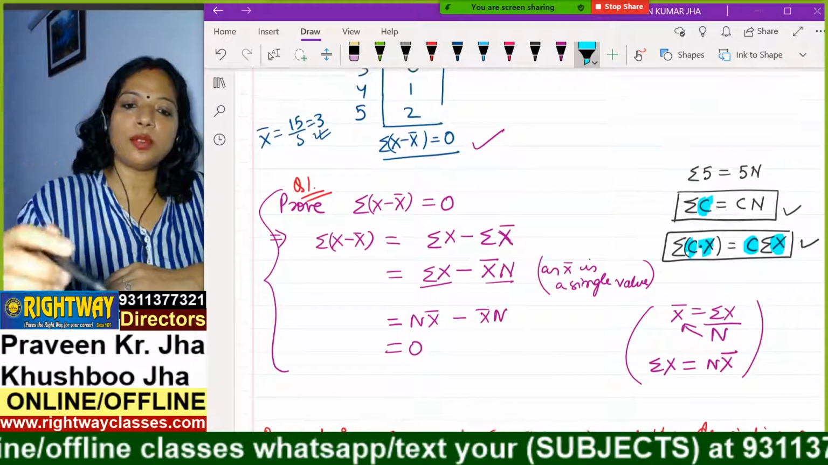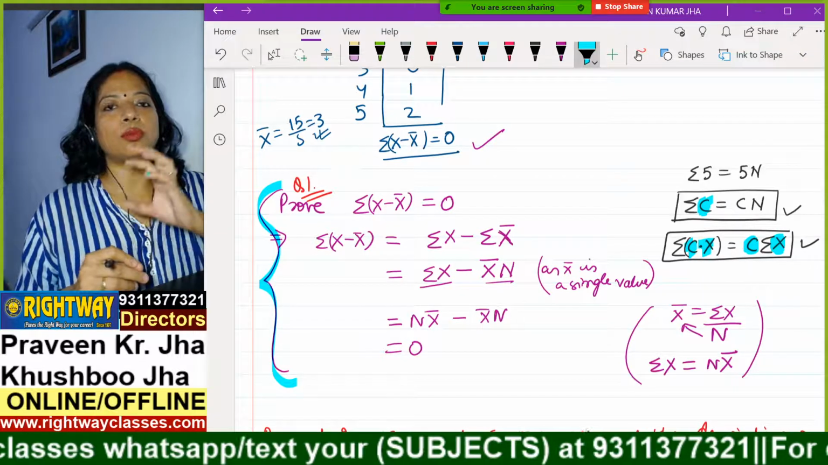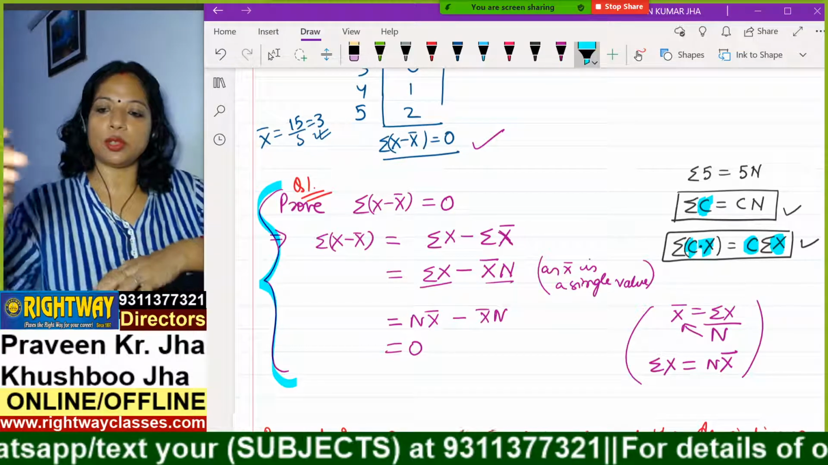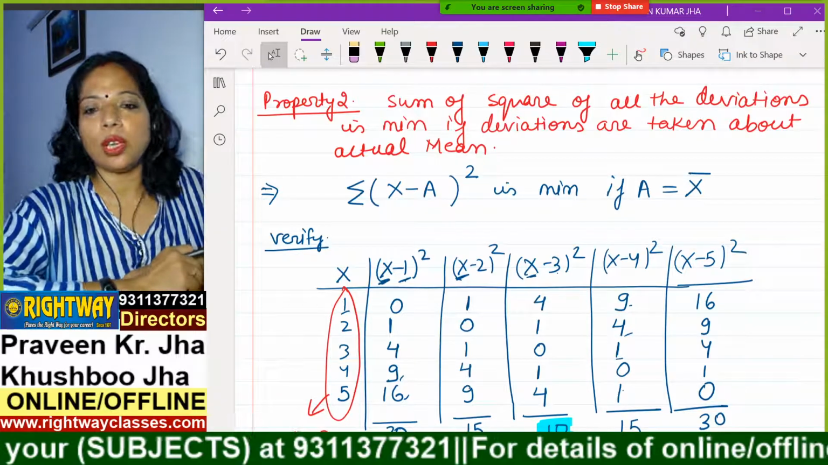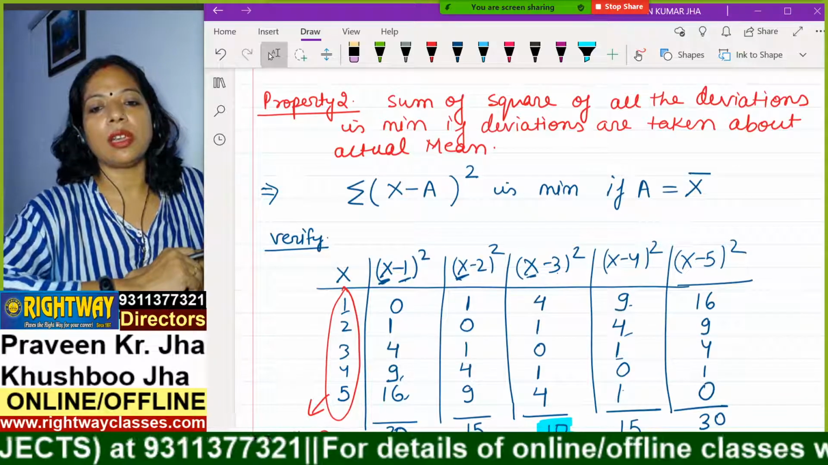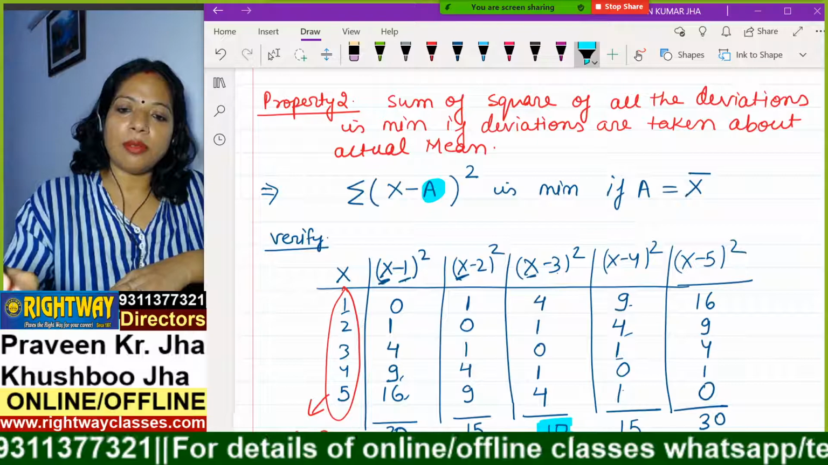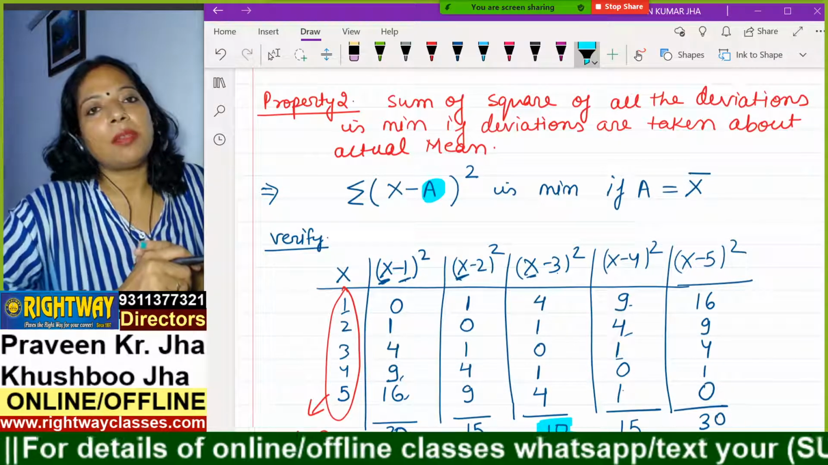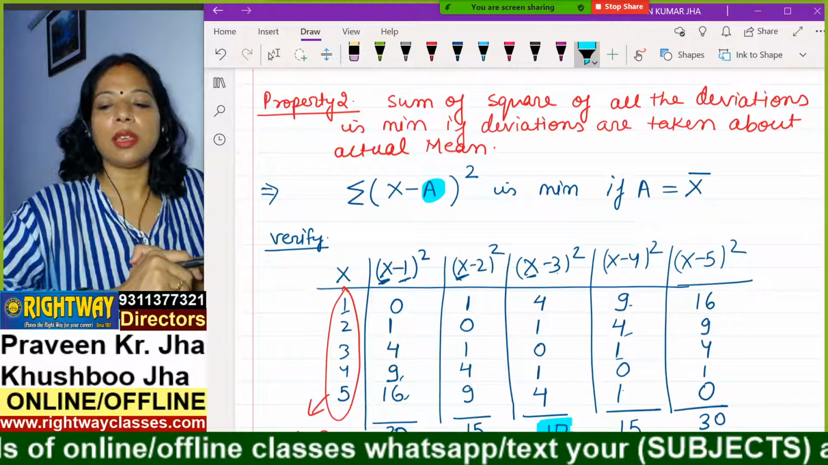We have to focus on these proving parts, because they will ask you to prove the mathematical properties of arithmetic mean, then you will have to show this. And the next one is property 2: the sum of squares of all the deviations is minimum if deviations are taken about the actual mean. So if we take any assumed mean here, we will not find it to be minimum. If the assumed mean is replaced by the actual mean, then this summation of the whole square will be minimum.